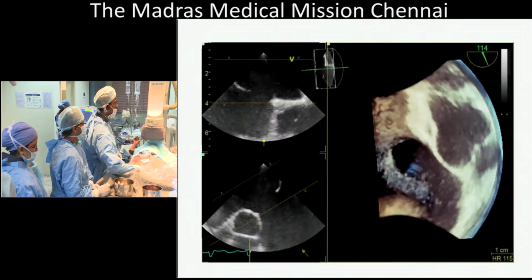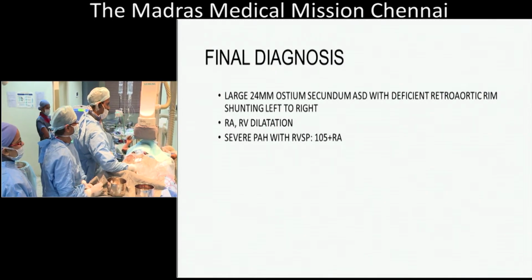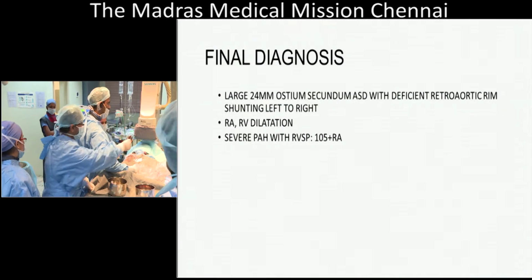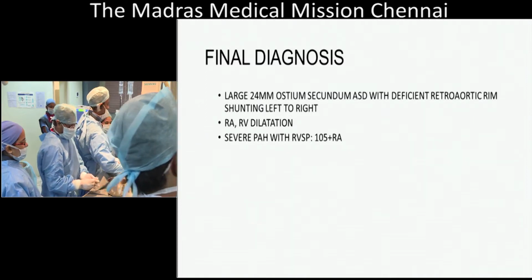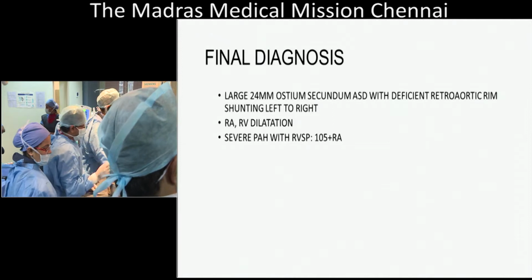This is the en face view showing 3D reconstruction of the ASD. So the final diagnosis is a large 24 millimeter ostium secundum ASD with deficient retroaortic rim shunting left to right, dilated RA and RV, and severe PH with RVSP of 105 plus RA.